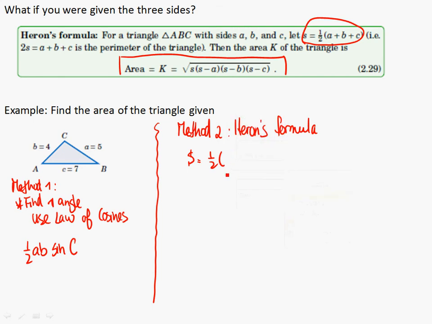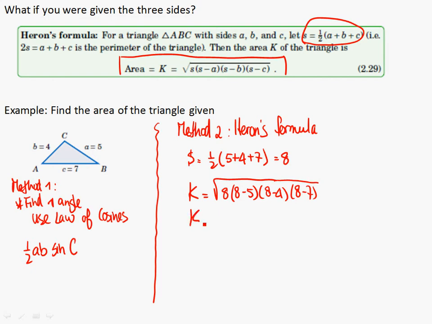I got an area of over 4,000, and I'm looking at the triangle going, it's 4 by 5 by 7. That seems a little strange. Let's try it this way: A plus B plus C. So 5 plus 4 plus 7, and then take half of that. That should be a little bit better. So that's 16. Half of 16 is 8. Let's try it with an 8. So it's the square root of 8, and then it's 8 minus 5, and 8 minus 4, and 8 minus 7. And that looks a little bit more friendly.